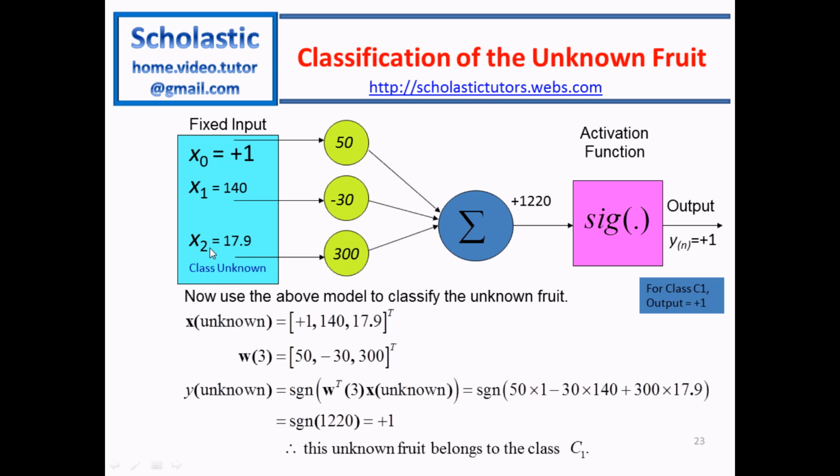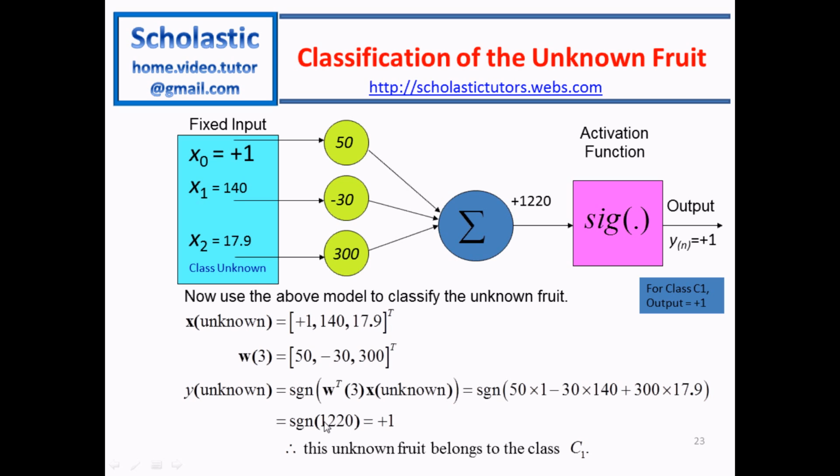So we send the unknown fruit through our neural network and calculate the weight function, that is weight times the input x, which is unknown. We can calculate this one very easily. Just multiply each number by each number. That means 50 times 1, 140 times -30, 300 times 17.9. So you add them together and calculate the value, which is about 1220.